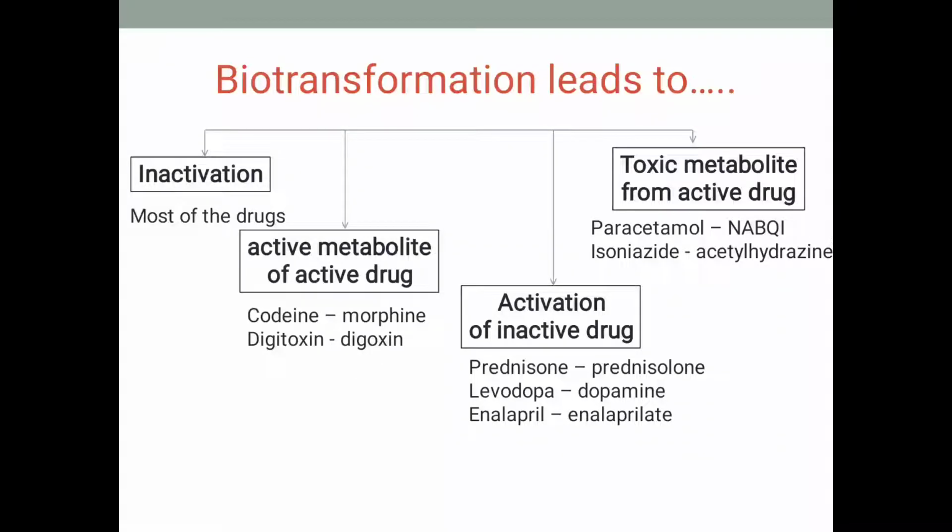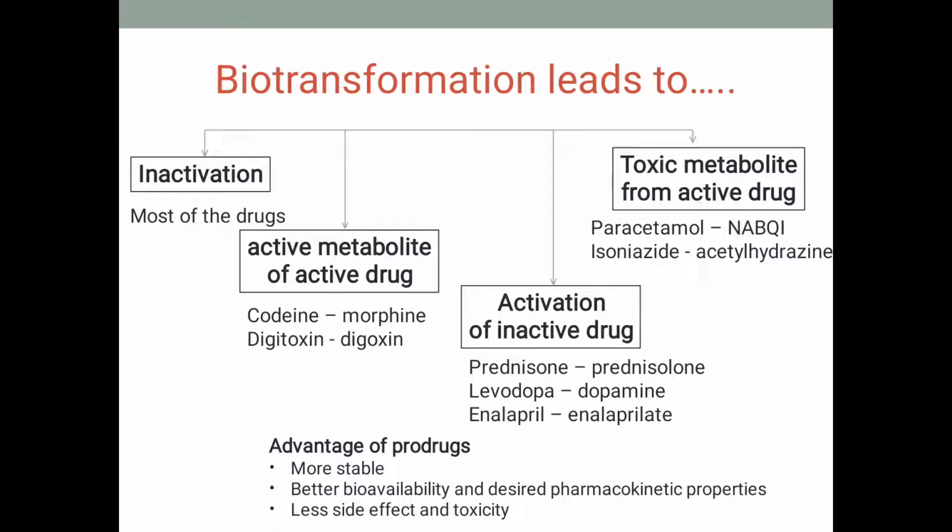So this type, in which drugs form active from the inactive drugs, is called a prodrug, which ultimately converts to active drugs. So what is the advantage of this type of prodrugs? The drug is inactive but it produces active metabolite. So the advantage is it is more stable, has better bioavailability and desired pharmacokinetic properties, and less side effects and less toxicity in this type of prodrugs. So these four things can happen because of biotransformation: inactivation of the drug, active metabolite formation from the active drug, activation of the inactive drugs which is called prodrug, or toxic metabolite production from the active drugs.